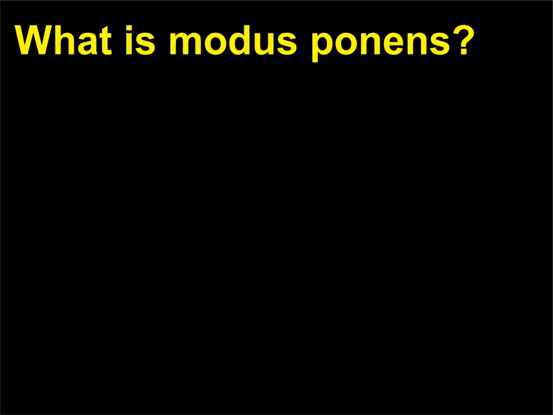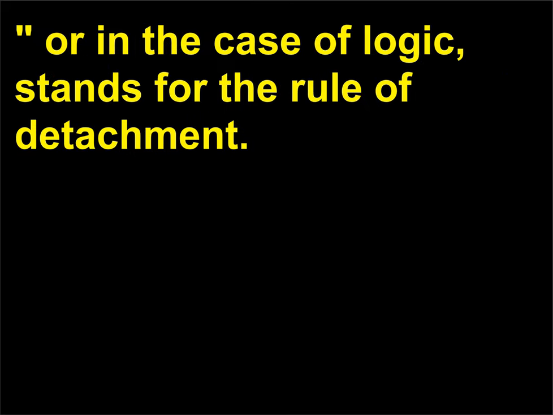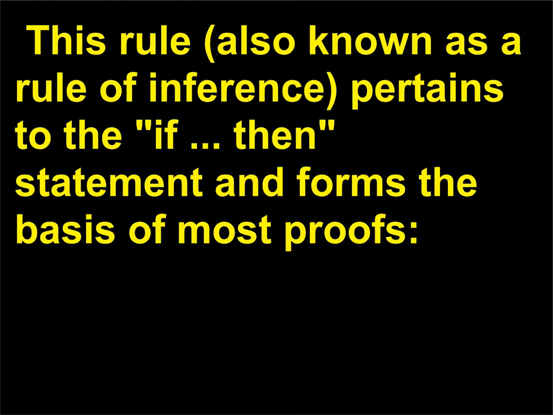What is modus ponens? The Latin term modus ponens means mode that affirms, or in the case of logic, stands for the rule of detachment. This rule, also known as a rule of inference, pertains to the if-then statement and forms the basis of most proofs.